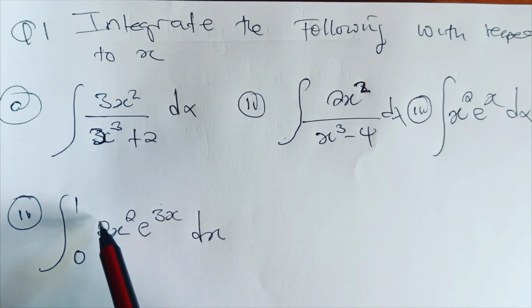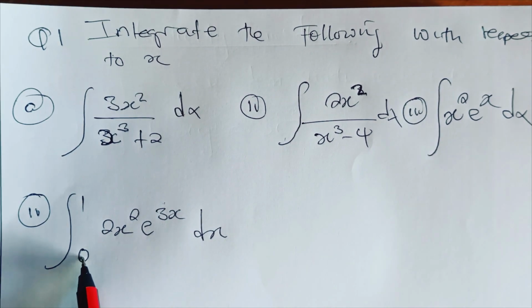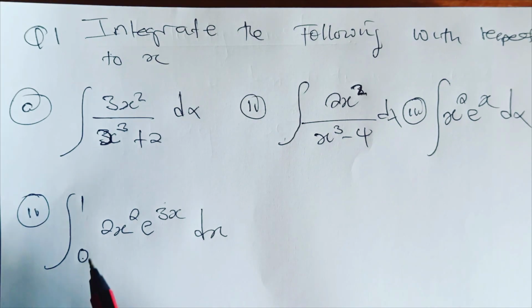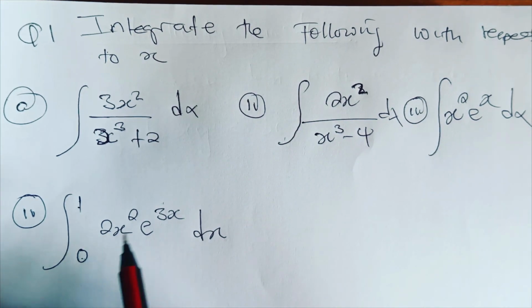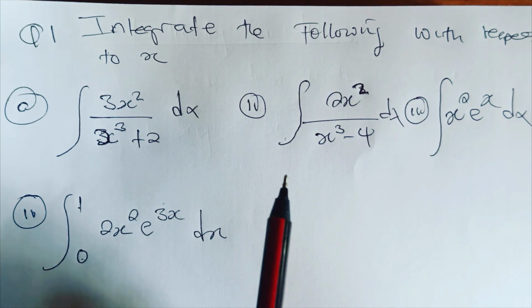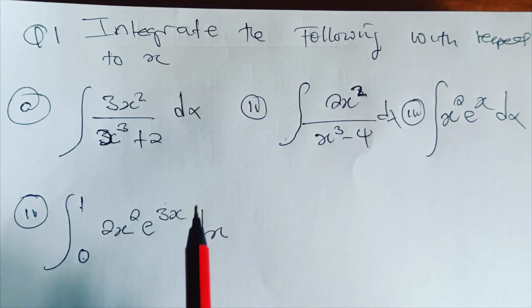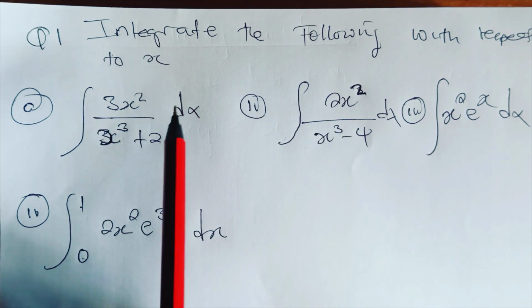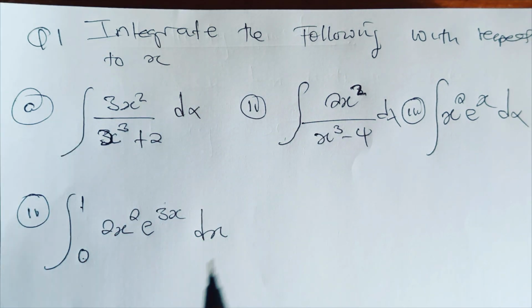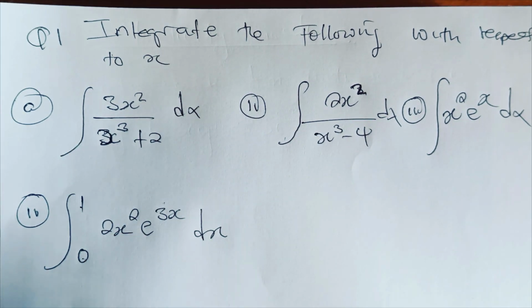Then those functions which have a limit like this one, we have seen it's running from 0 to 1. So the lower limit is 0 and the upper limit is 1. It's what we call a definite integral because of the limits which have been given for the function. So now, how do we integrate this type of question? Let's proceed.